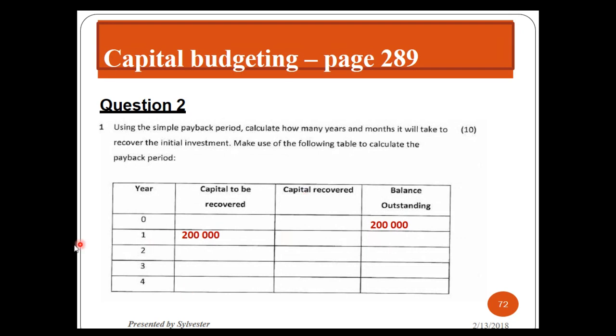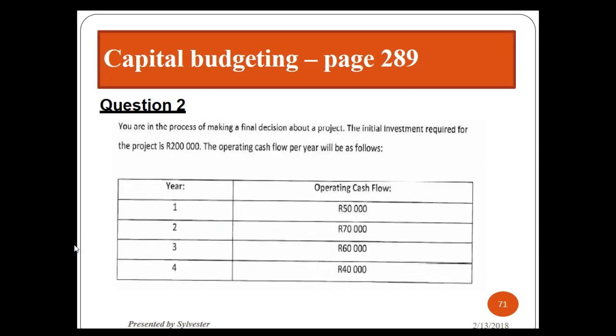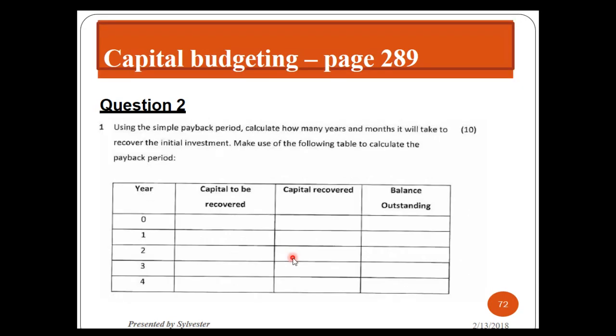If you can go back to, let me quickly go back to, can you see the information there? Year 1, I recovered what? 50,000. Year 2, 70,000. Year 3, 60,000. But I'm still in year 1. So this is the capital recovered for what? For year 1. So I'm going to go back and show you. So I recovered what? 50,000. Can you see? That is the cash flow that I recovered.